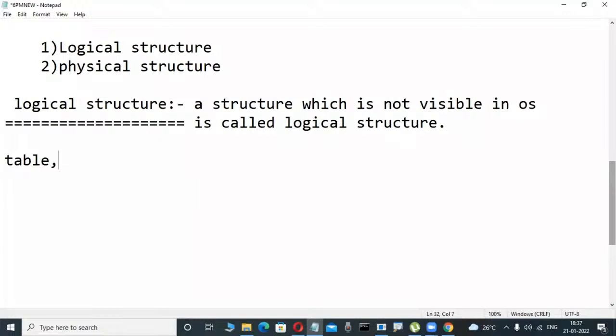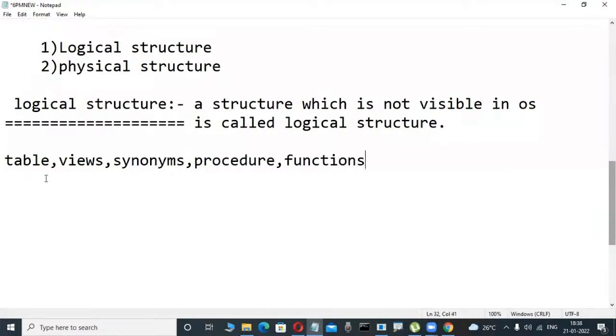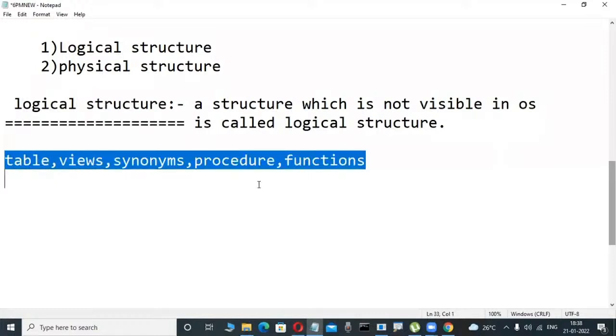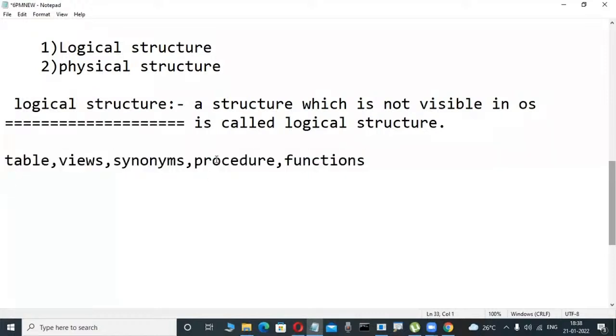MySQL also has tables. Views are there, synonyms are there, indexes are there. These are all the database objects. So many things are there. Procedures are there, functions are there, triggers are there, packages are there. These are all logical structure, not visible in the operating system. Whatever objects we are learning in our courses are not present in the operating system.